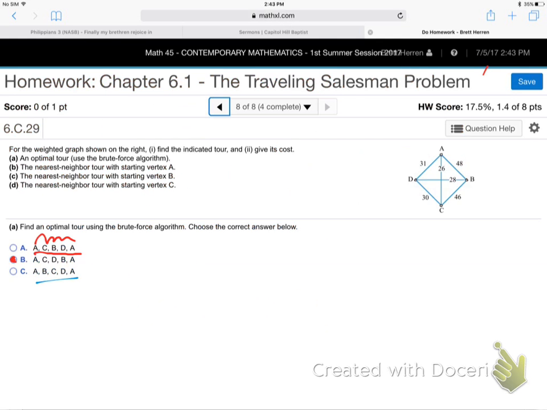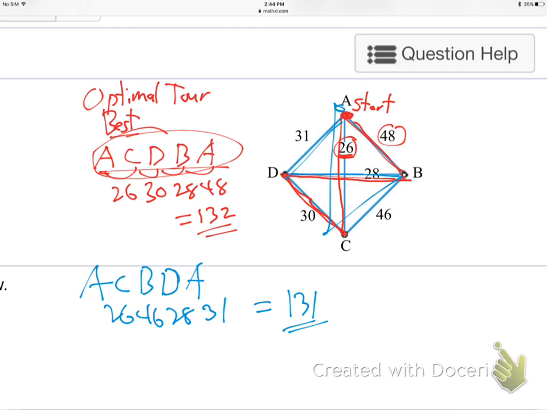What about A, B, C, D, A? Is that better? Let's try that one. You start at A, go to B. No, that can't be better. 48 takes the worst road. A, B, C, 46, D, 30, and then back to A, 31. Somebody got those added up? I don't think it's going to be better. 155. Yeah, I just knew it ended with a 5.